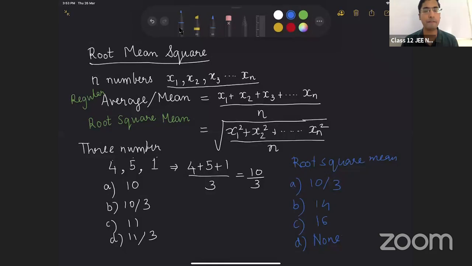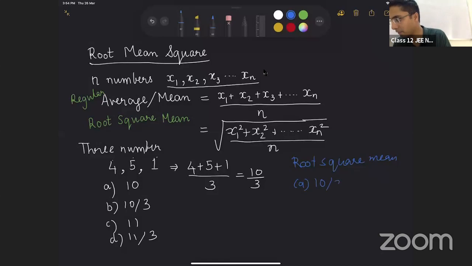The poll will be visible in the bottom right hand corner. I can see some of you are making a silly mistake here in this problem. I'm going to relaunch the poll. Just wait a second. In fact, I'm going to change the options a bit. The question is the same. The options I'm going to change a bit. A is 10 by 3. B is 14. C is root 14. And D is 16. Okay. I'm going to relaunch the poll. Now answer this question for me.